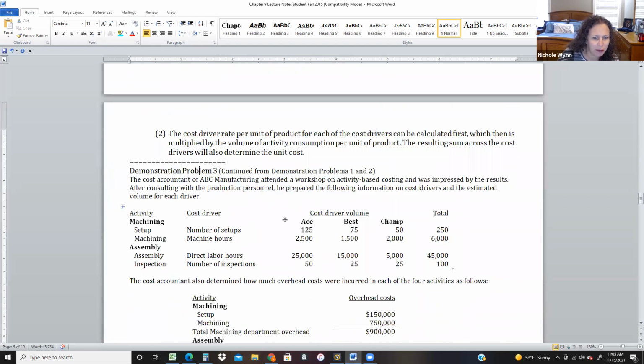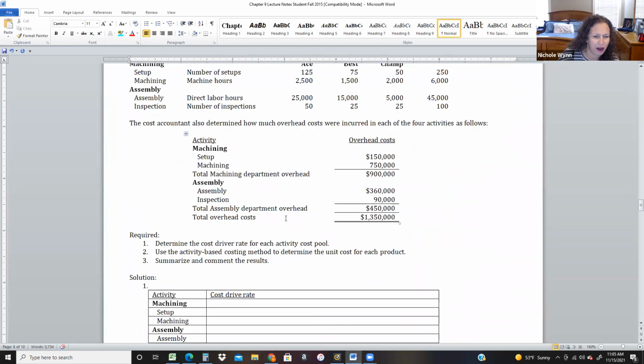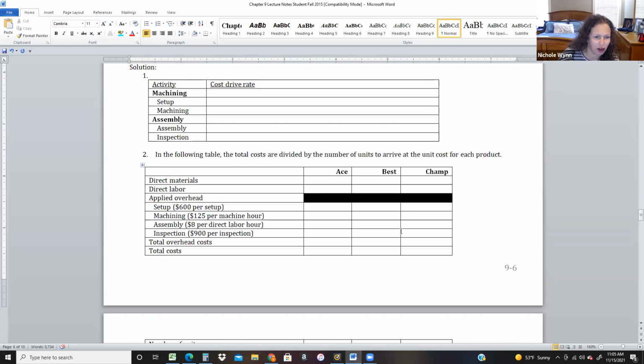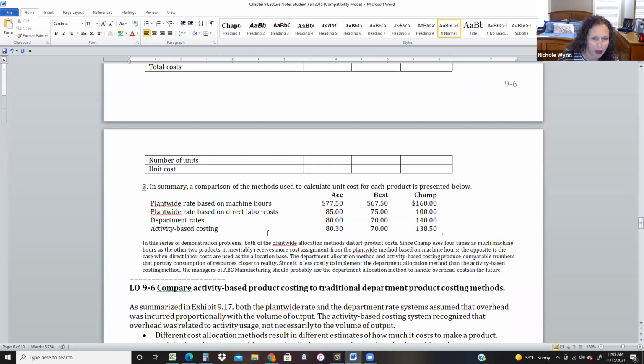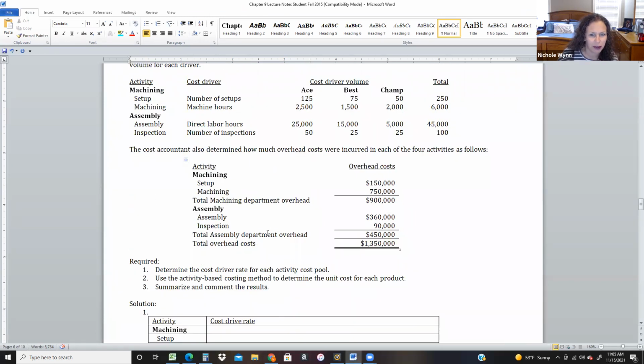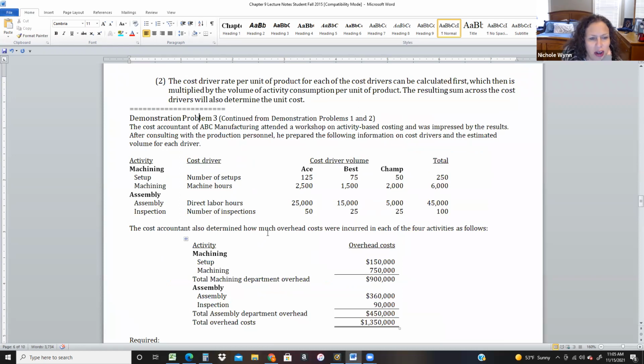All right, so I'm looking at demonstration problem number 3 now, and we have a bunch of information to drop in here. I don't know if I'm going to love the way this is set up, because I need to do some rework on these notes, but let's take a look at it. The cost accountant of ABC Manufacturing attended a workshop on activity-based costing and was impressed by the results. This is so nerdy. After consulting with the production personnel, he prepared the following information on cost drivers.